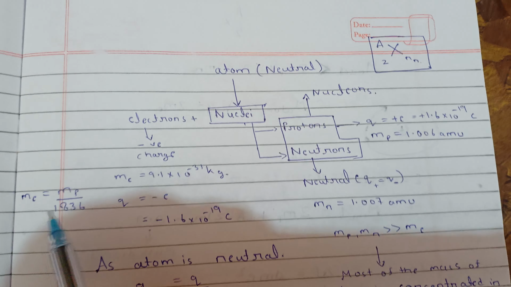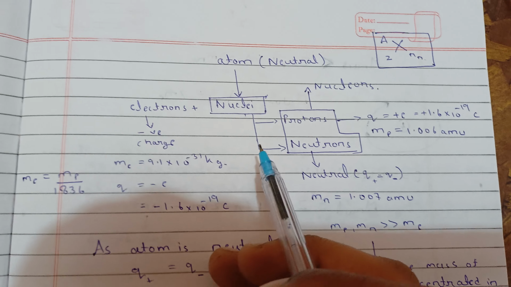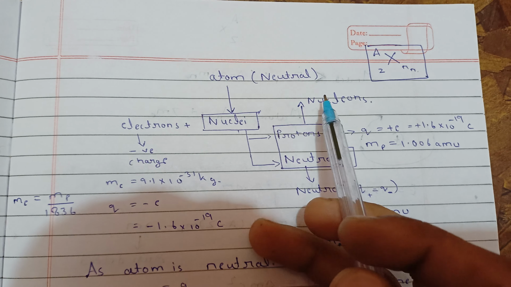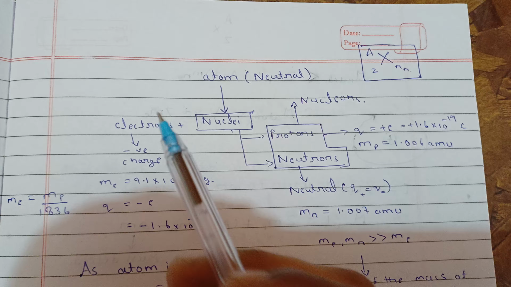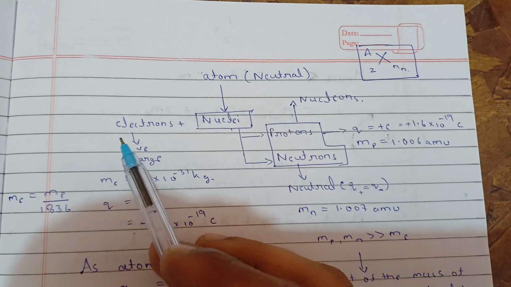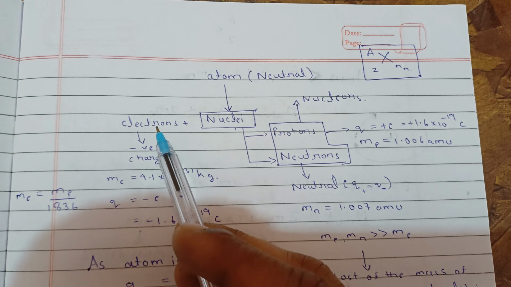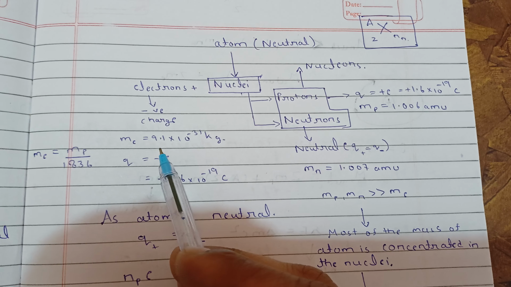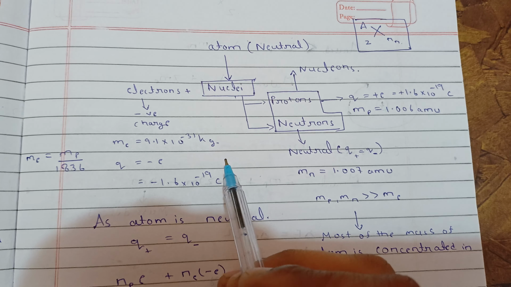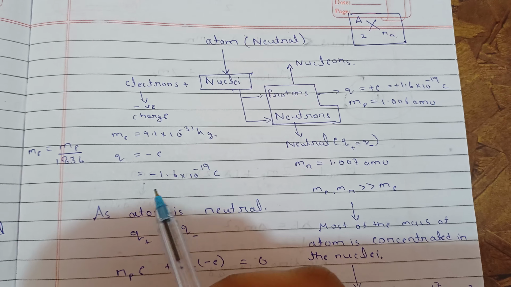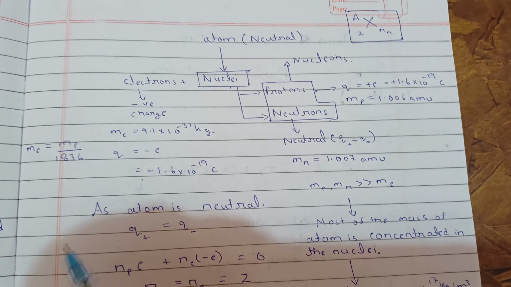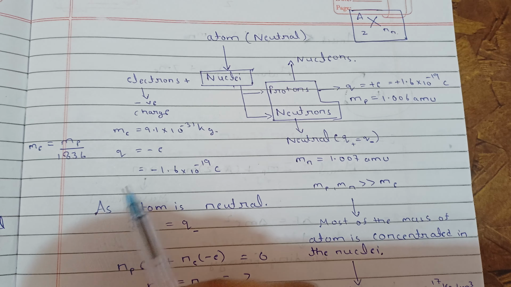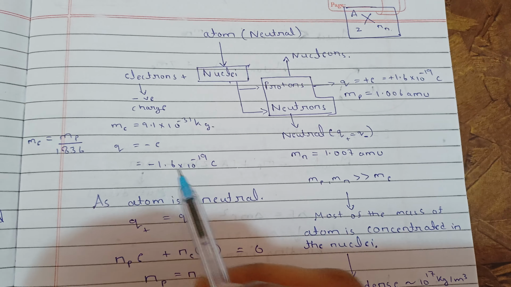So first let's understand what an atom is and what it is made up of. The atom is neutral, you already know, and what is inside the atom is the nucleus and the electrons. Electrons have a negative charge. The mass of an electron is 9.1 × 10^-31 kilogram. You must know all these numbers which I am mentioning here. And the charge is -e, where 1 e is 1.6 × 10^-19 coulomb.